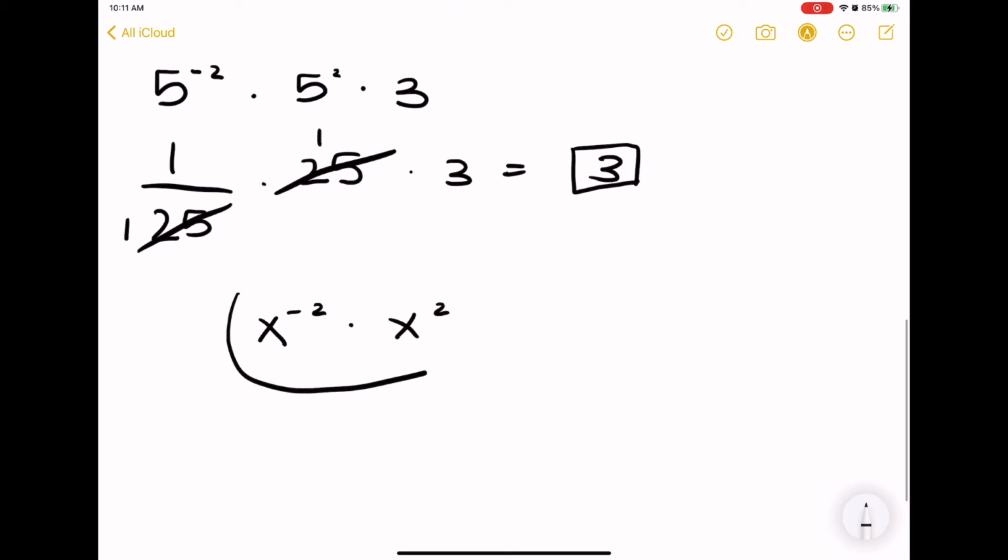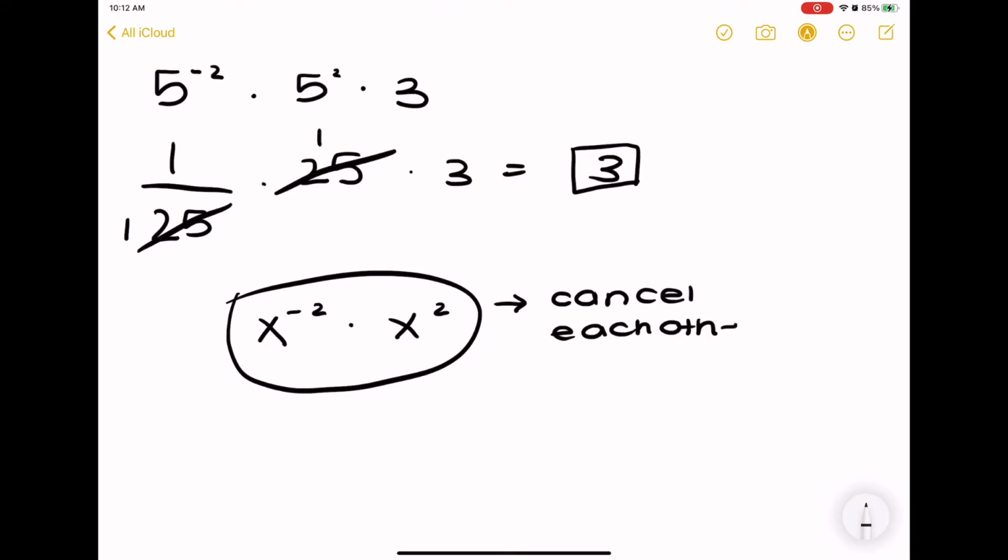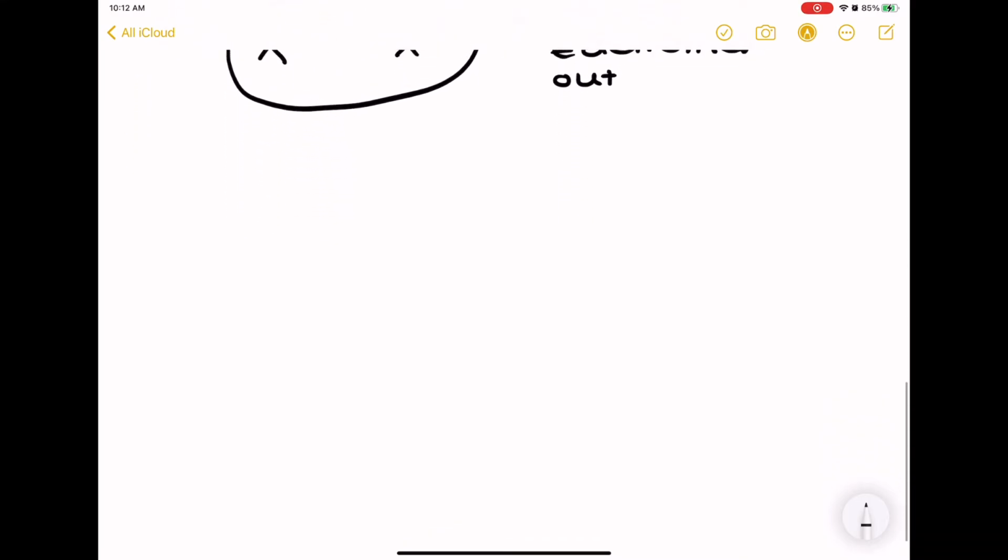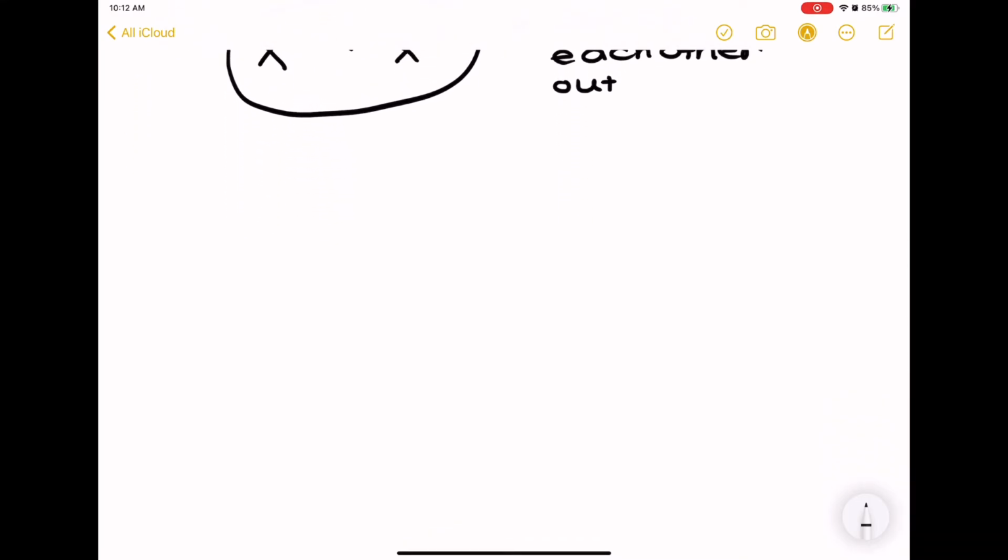So essentially, if you have x to the negative 2 times x squared, then they will cancel each other out. You can also think about it as, when you're multiplying exponents, you're adding them. So negative 2 plus 2 is 0, and x to the 0 is 1, which means they would cancel out.